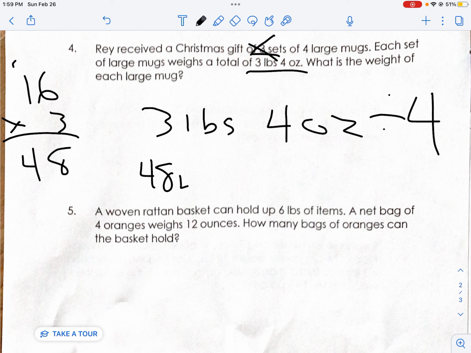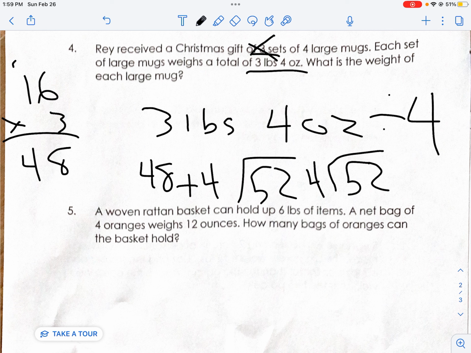Oh my goodness, that's not very good. Plus 4. And so that would be 52. And I need to divide that by 4. So 52 divided by 4. We have 1. 5 minus 4 is 1. Bring down your 2. And that is 3 times. So each mug weighs 13 ounces.